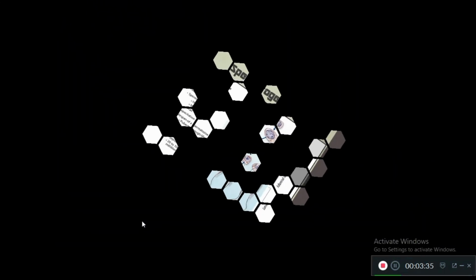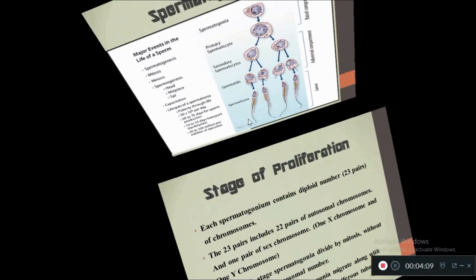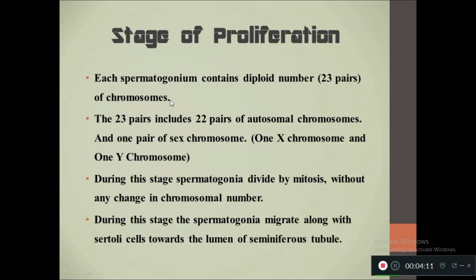The first stage is the stage of proliferation. Before writing the detailed answer about spermatogenesis, you can draw this diagram. Spermatogonia is a primitive cell from which the primary spermatocyte is produced, and this primary spermatocyte gives rise to the secondary spermatocyte, which develops into spermatid, and finally a spermatozoa is produced from spermatids. This is the diagram you need to draw in the exam.